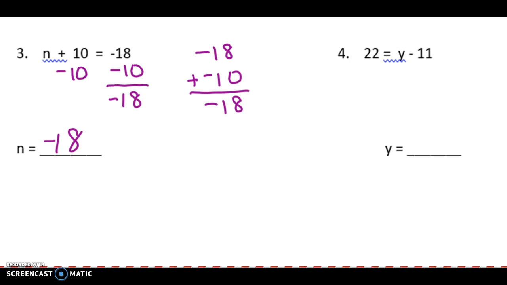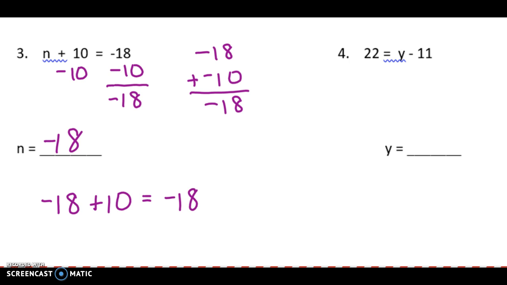These are good ones to check, because if you end up with a negative or you had a negative in the problem somewhere, you should definitely check. So if I plug negative 18 back in for that variable in the original problem, I get negative 18 plus 10. Different signs I subtract, keep the sign of the higher number, and that does, in fact, equal negative 18.